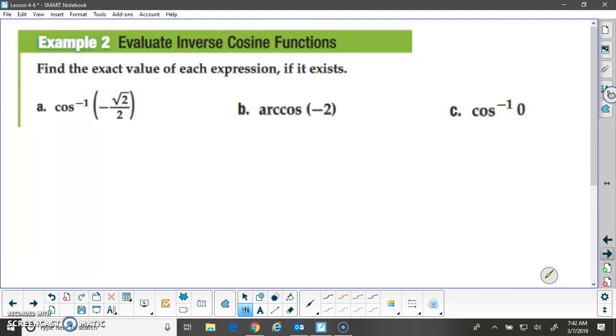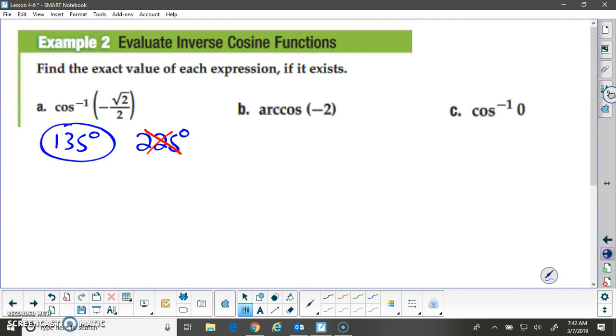If we have cosine inverse of negative square root of 2 over 2, in degree measure we would have 135 or we would have 225. Well, 225 is not within the restricted domain of 0 to 180. That's why 135 would be our result.